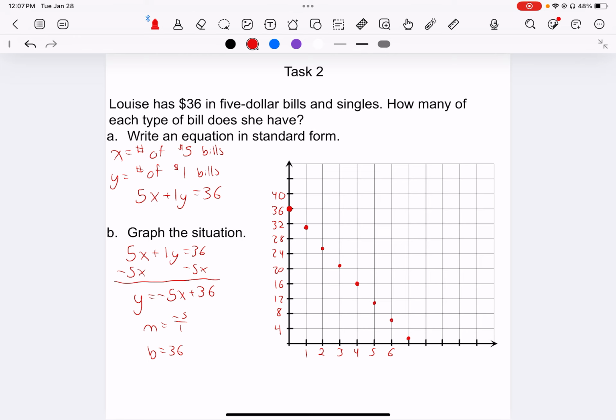Now in this case, since x is the number of bills, you cannot have a decimal amount of $5 bills or singles. So I'm not going to connect my points. I'm just going to leave it as the dots. So this would be a discrete graph because the information can be separated. So I would label it still 5x plus y equals 36.